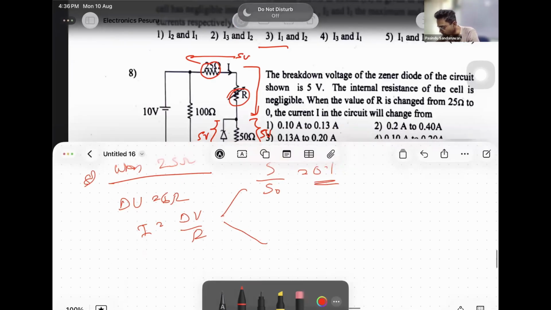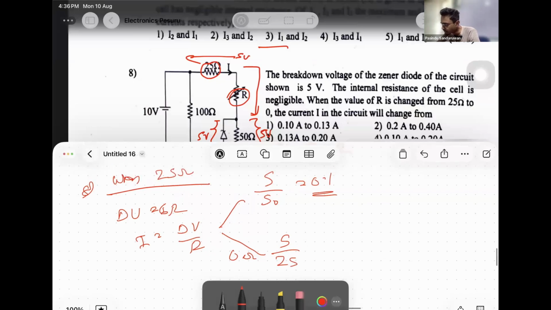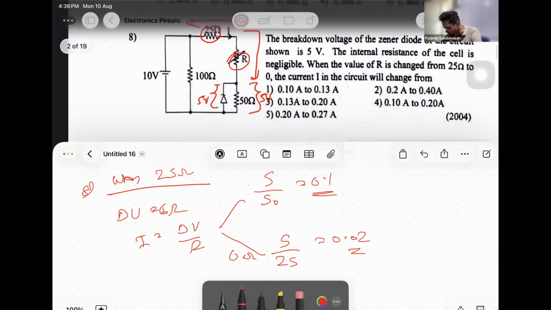When there is 0, the resistance becomes 25. Then that is 5 over 25. 5 over 25 is, sorry, 0.2. Then 0.1 to 0.2. That's an easy one if you understood the question.